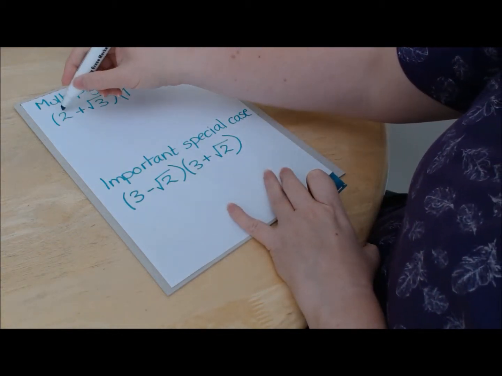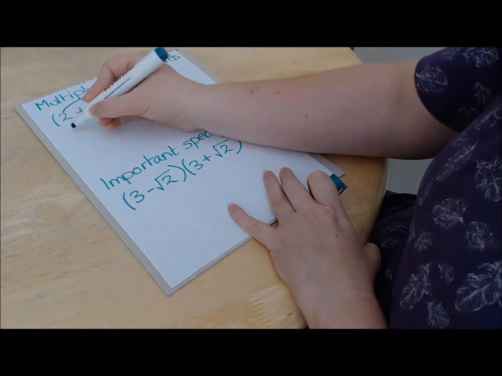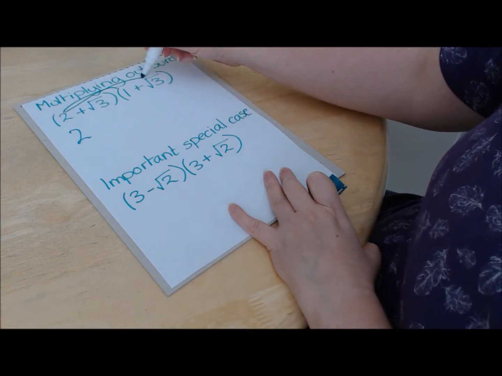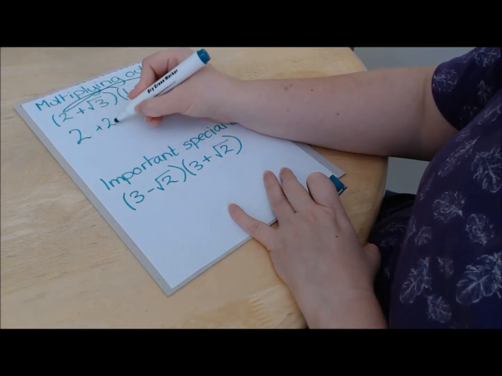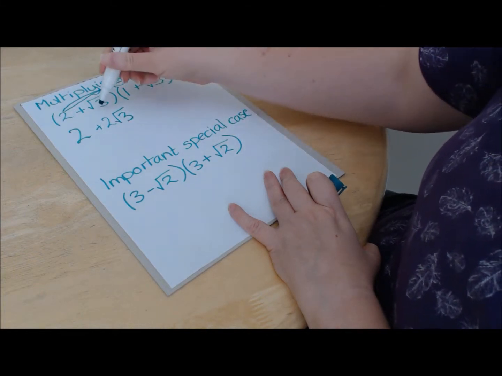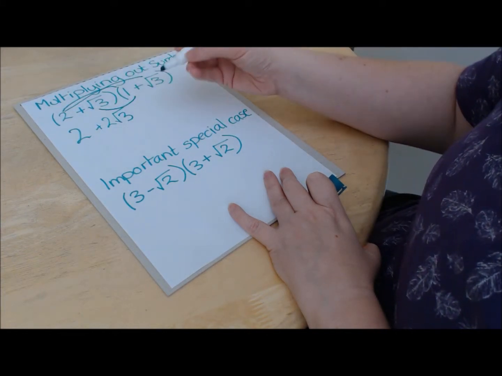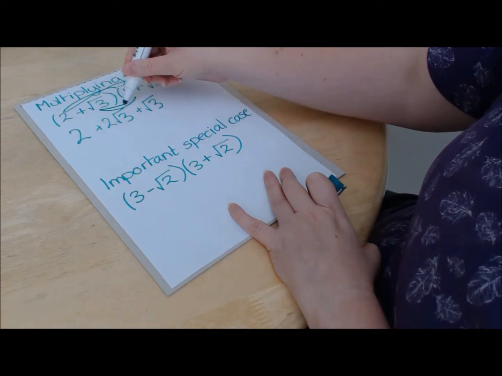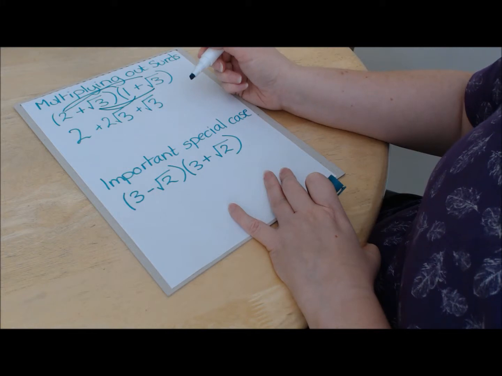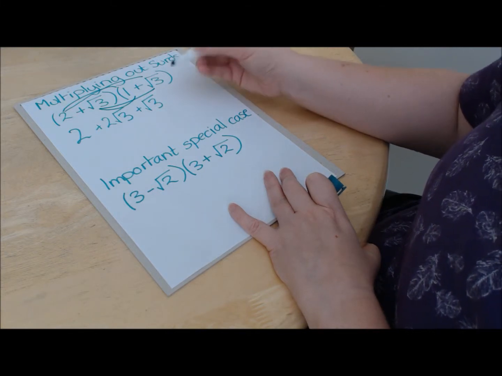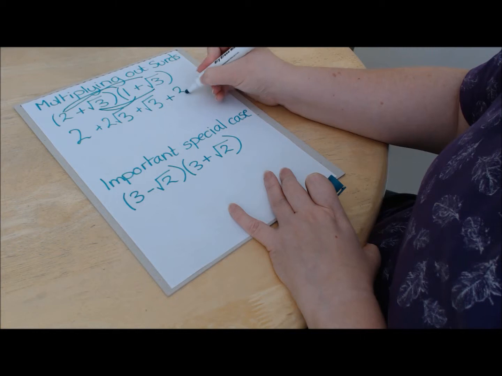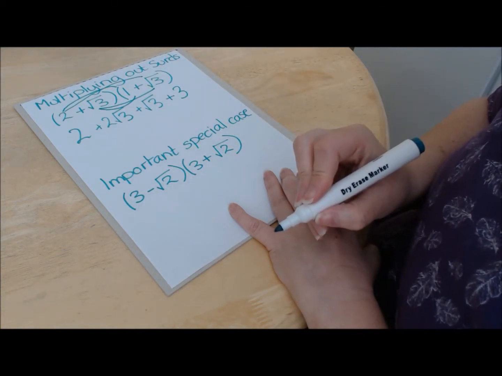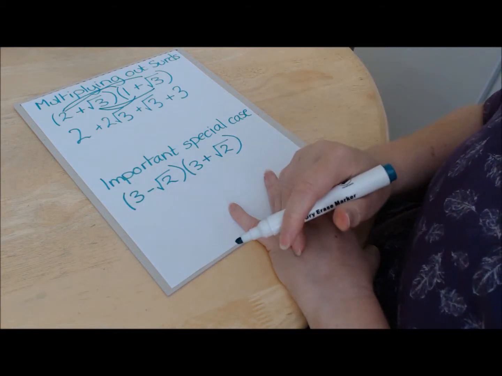So we're going to start by doing 2 times 1, which gives us 2. Then it's 2 times root 3, which gives us 2 root 3. Then we've got root 3 times 1, which gives us just root 3. And finally, we've got root 3 times root 3. And if you remember the rule, that means that that will give us 3. Because root 3 times root 3 is root 3 squared, so that undoes the square root.